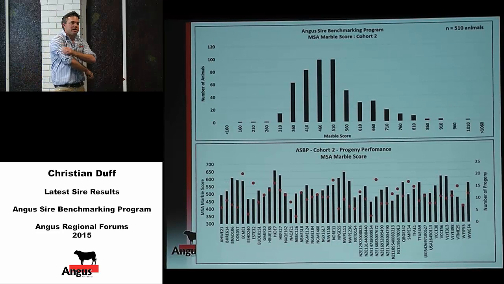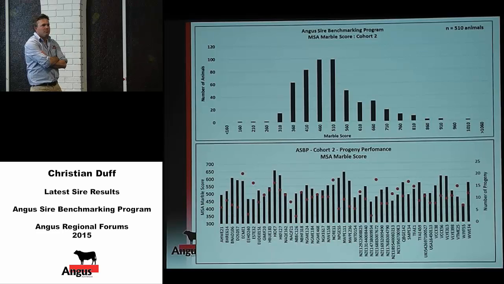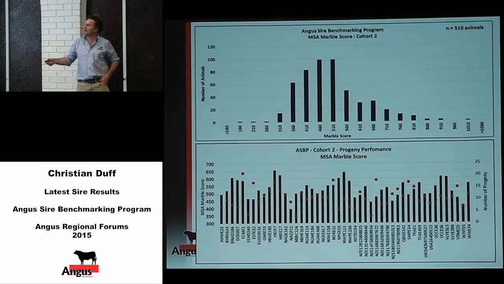This is a new thing, MSA marble score. You wouldn't have seen this before through Breedplan. And luckily, if I put this on the last slide, they nearly overlap with one another. They line up pretty well in regards to chemically extracted IMF and MSA marble score, which is nice to see, isn't it? See, these things happen. It's a pretty close trait.